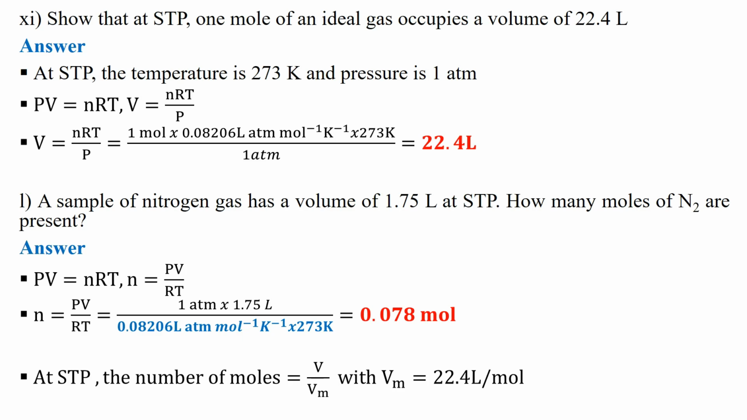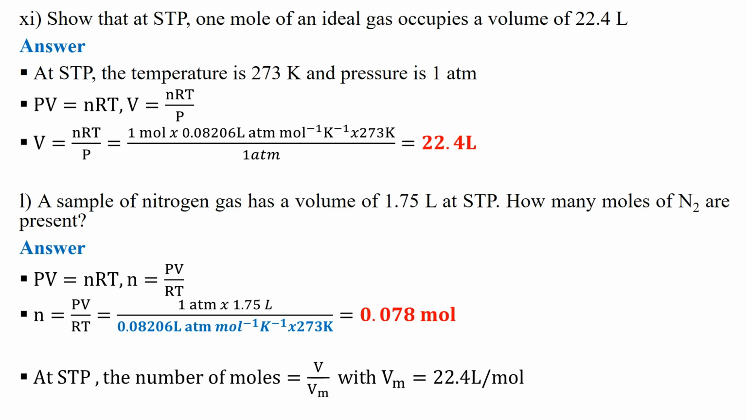Next question, a sample of nitrogen gas has a volume of 1.75 liters at STP. How many moles of N2 are present? So there we calculate the number of moles. We know PV is equal to nRT. n is equal to PV over RT. We have the pressure at STP, we know the pressure is 1 atmosphere. The volume was given, 1.75. The gas constant, and the temperature we know at STP is 273 Kelvin. Then replacing the values, we obtain 0.078 mole.